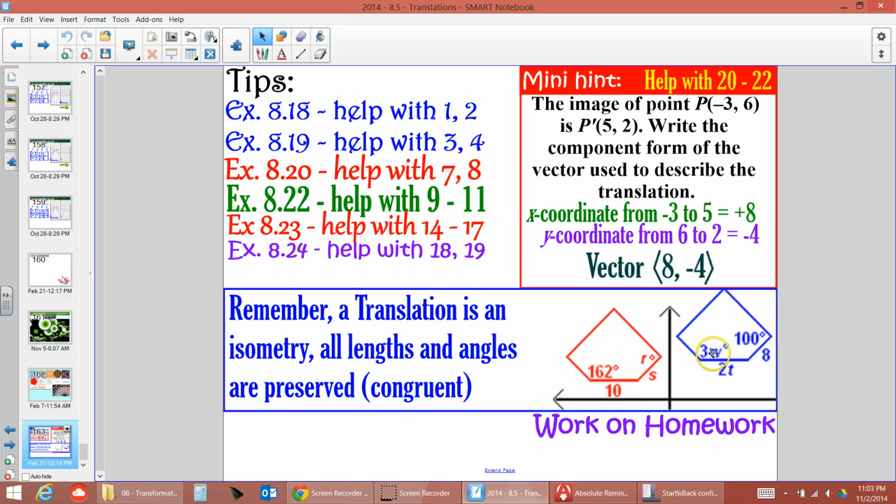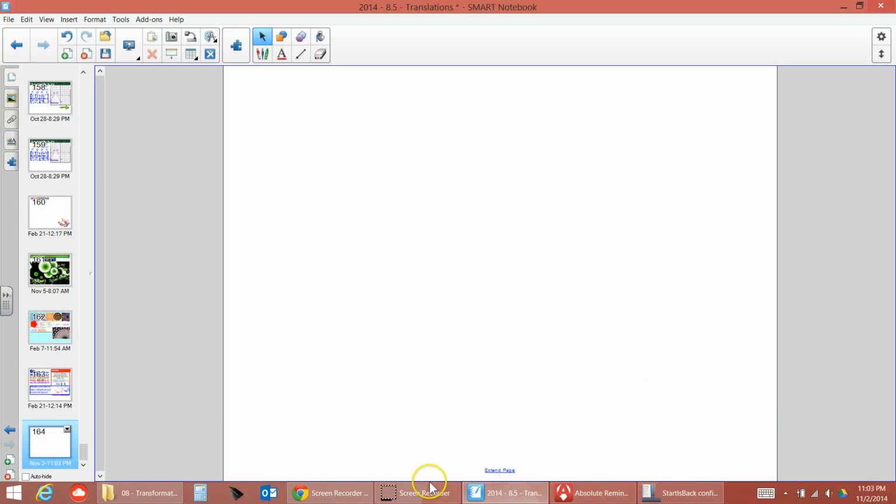162 equals 3w, then w has to equal whatever 162 divided by 3 is. R has to equal 100. The angles have to be the same. Okay, don't forget that's what it means to be isometric. It means that each piece is equal to each corresponding piece. There you go. Hopefully this helps with your homework.